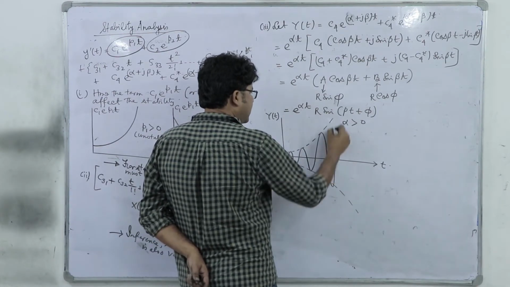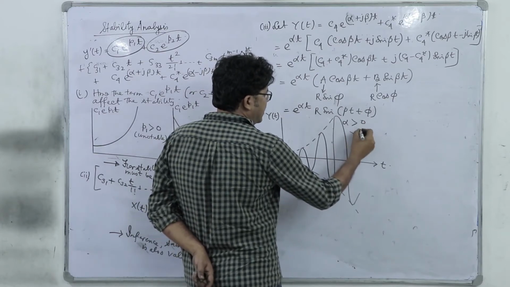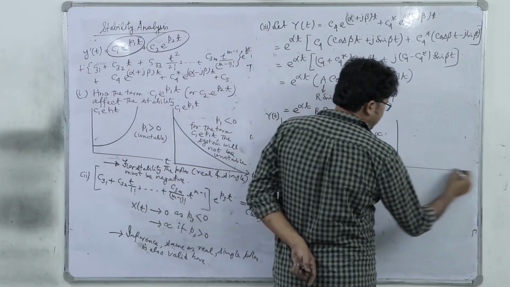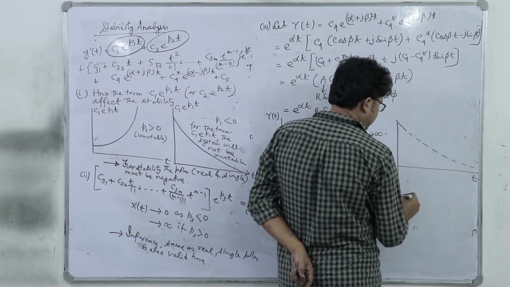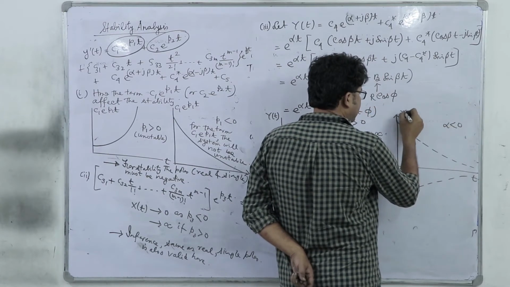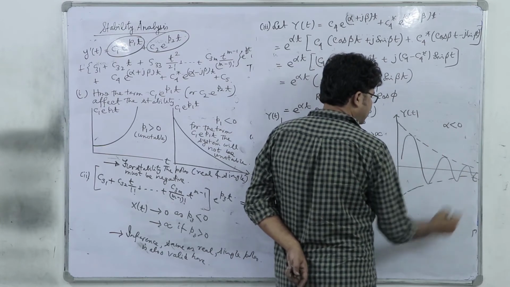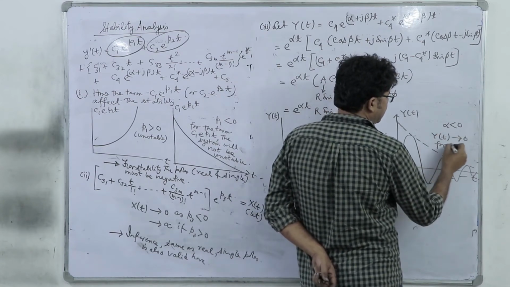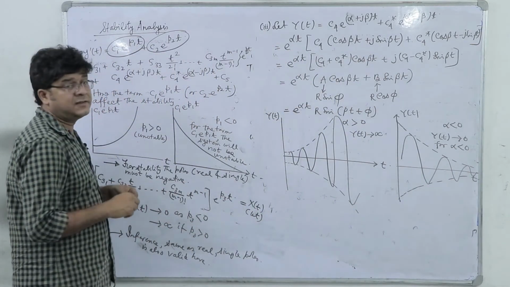So it will be growing and growing, it will grow to infinity. So for alpha greater than 0, y(t) grows to infinity. The same is true for the envelope: we draw the envelope for alpha less than 0, we plot y, and we will see that the amplitude is decreasing progressively. So y(t) decays to 0 for alpha less than 0. And what is alpha? Alpha is the real part of the pole.